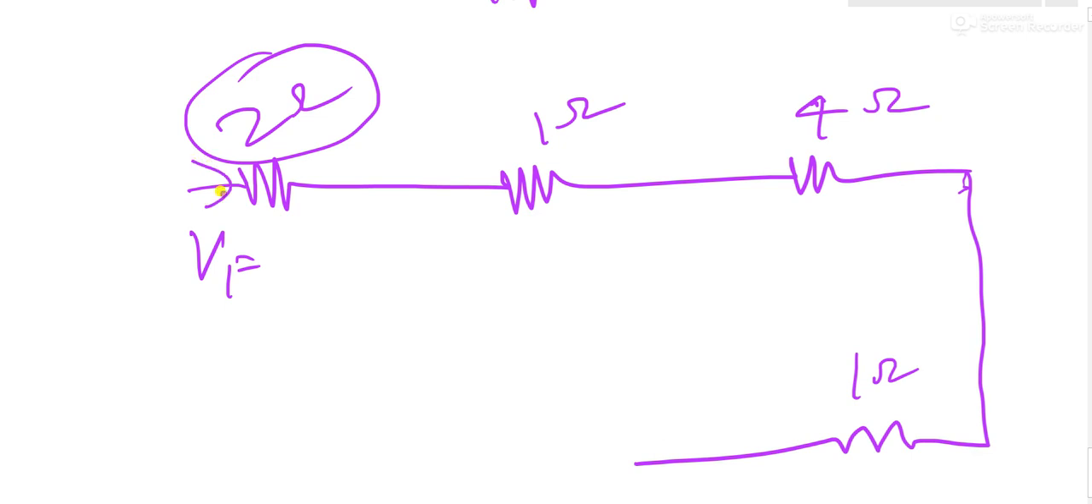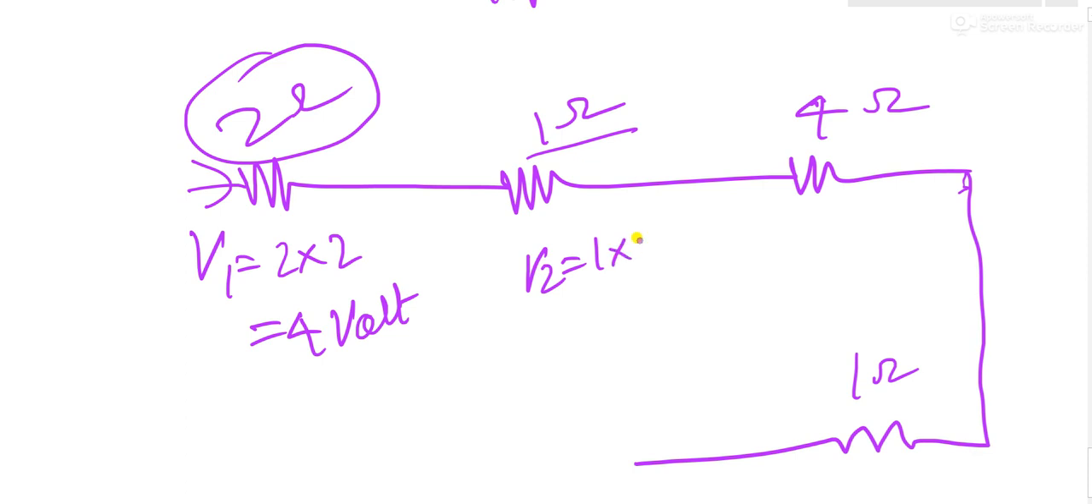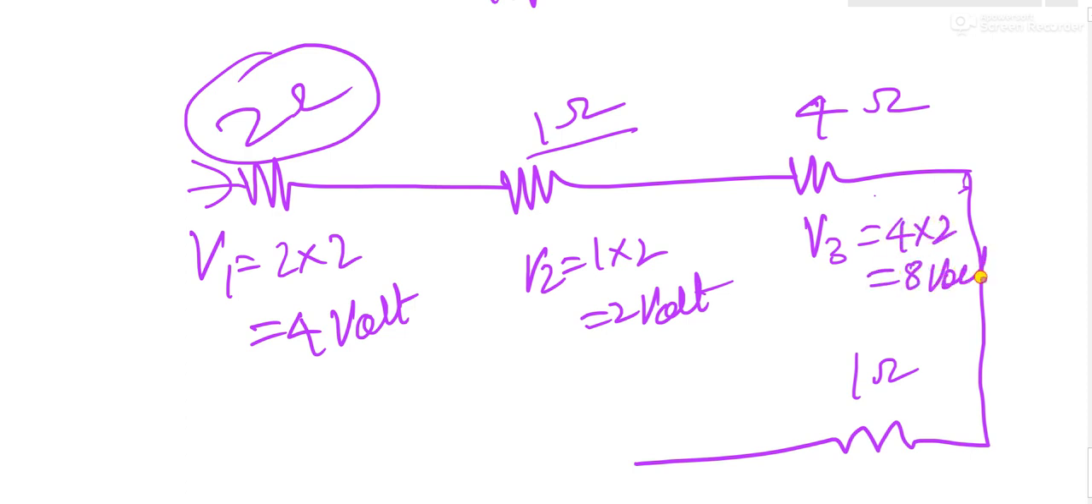V1 is equal to 2 ohms. No, here how much current is flowing? 2 ampere. 2 into 2 will get 4 volt. Here how much current? 1 ampere, 1 ohm, 2 ampere. So voltage 1 into 2 will get 2 volt. Here how much current? V3 is equal to 4 into 2 will get 8 volt. Here 1 into 2 will get 2 volt.